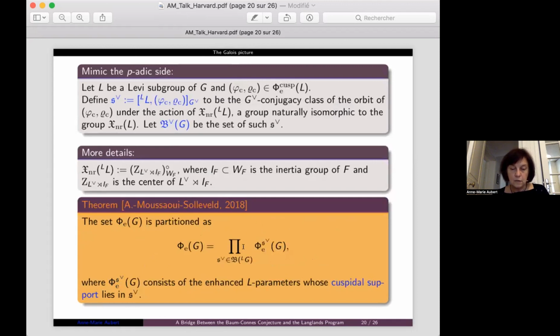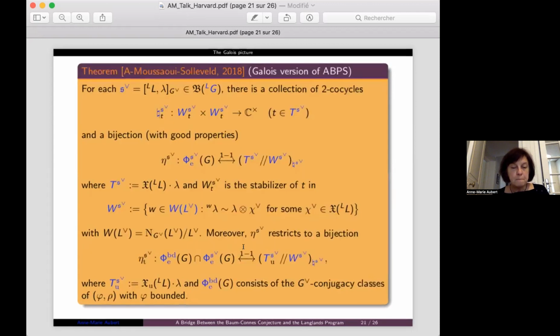So the Phi_S check of G is the thing which occurs here, this subset of our partition. And we have a bijection between this subset and the corresponding twisted extended quotient with respect to this group. And again, T_S check is just the orbit of the enhanced parameter. So you replace the representation in the previous definition by lambda, which is a shortened notation for (phi, rho). This is a complex torus. We have an action of W_S check on it, and you can form the twisted extended quotient for this two-cocycle. And the theorem is that we get a bijection.